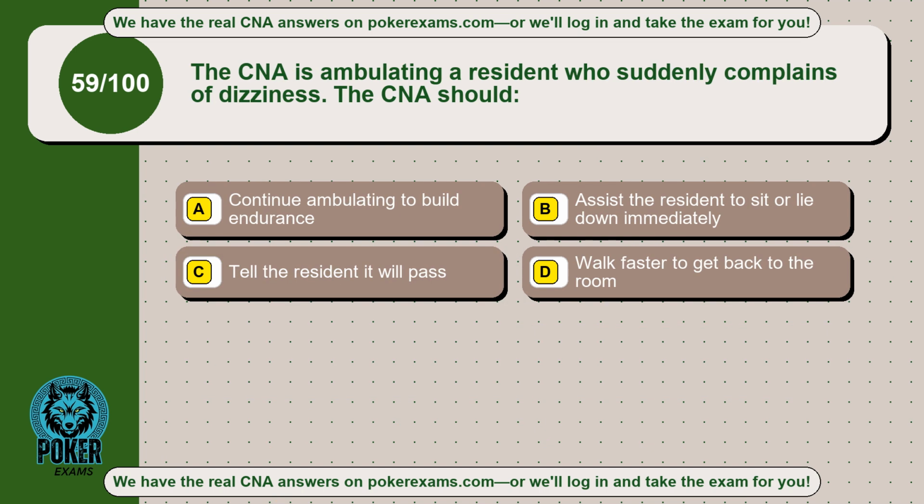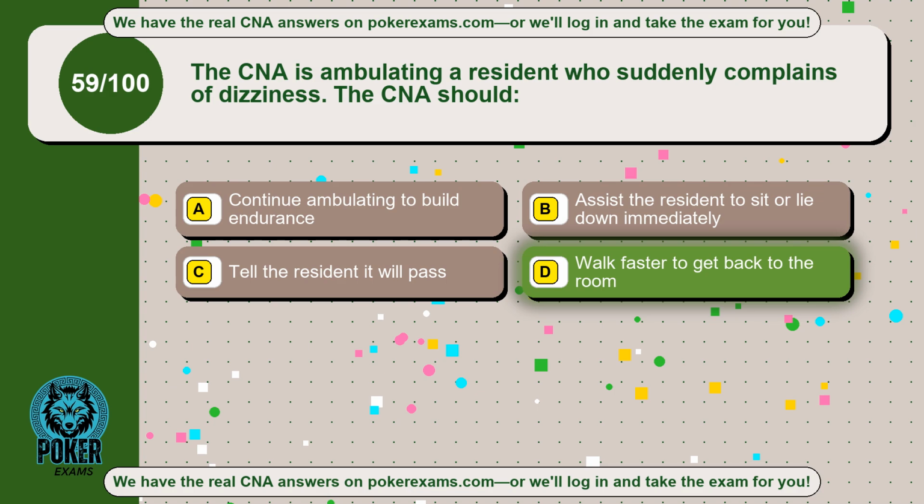Question 59. The CNA is ambulating a resident who suddenly complains of dizziness. The CNA should: Option A, continue ambulating to build endurance. Option B, assist the resident to sit or lie down immediately. Option C, tell the resident it will pass. Option D, walk faster to get back to the room. The correct answer is option D.